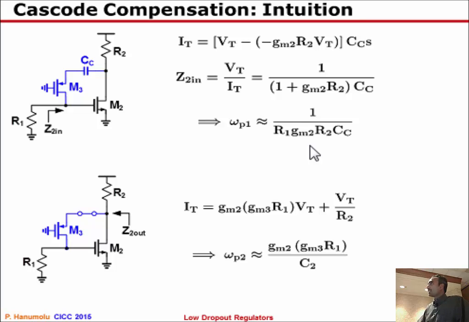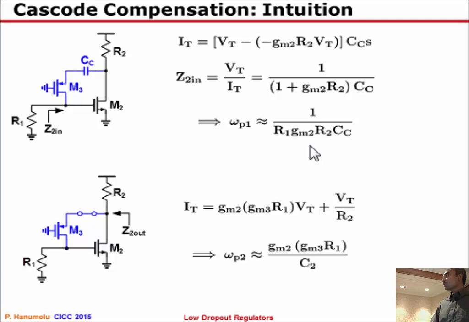But in the presence of this M3, again, I'll wiggle this voltage by VT, and I would figure out what the current is drawn by this branch. So if you wiggle this voltage by VT, then this M3 and R1 form a common gate stage. So the gate voltage of M2 is Gm3 times R1 times VT. Therefore, this current here in M2 is Gm2 times this, and there is some small current through R2 as well, but this is the key takeaway.